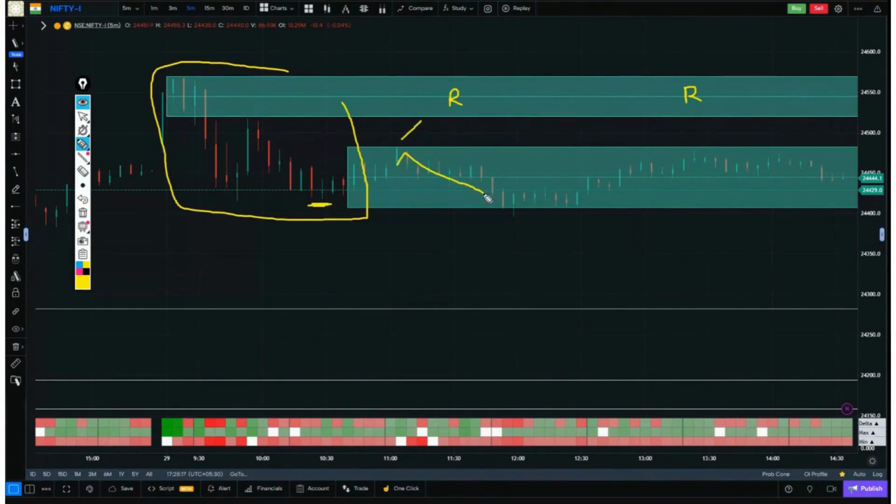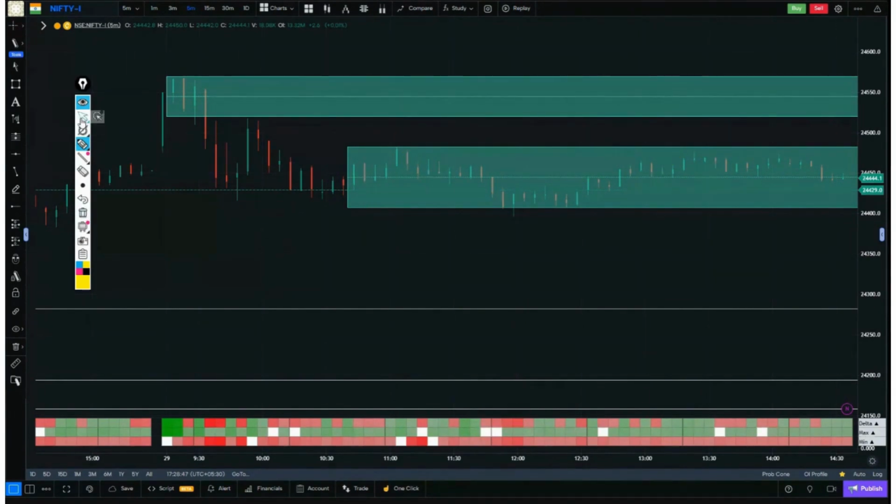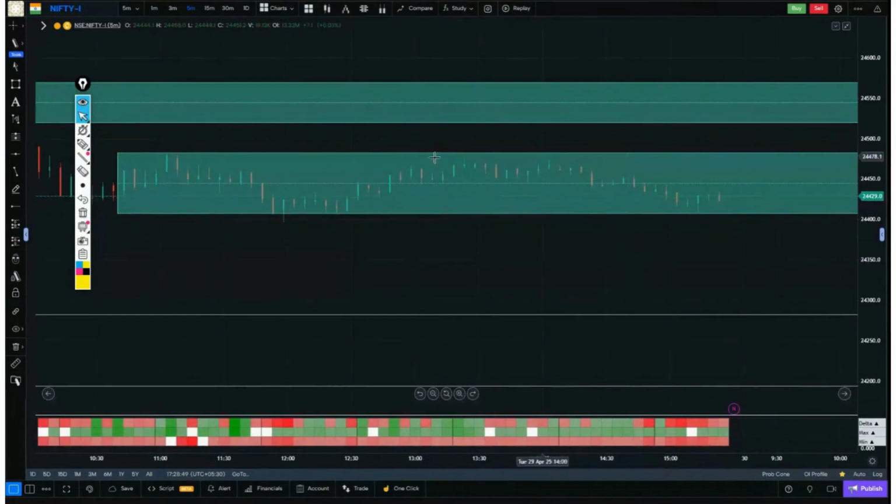It kept hovering right here throughout the day. There was light selling on the downside. Look at the red delta, check it out. There was selling here, but nowhere did aggressive buyers enter. So we can't say that aggressive buyers have come in yet. They can still move the price forward up to the point where selling came in again and again. We didn't see much from the buyer's side anywhere.